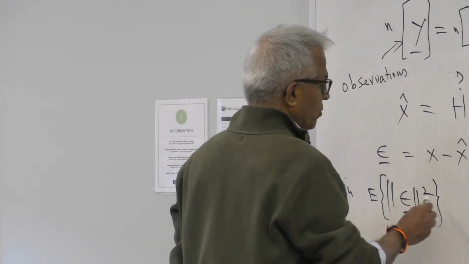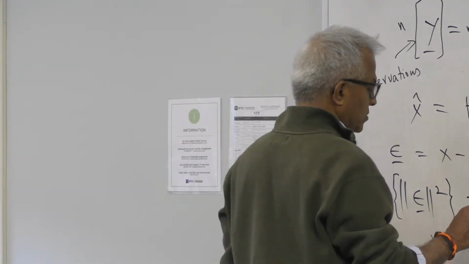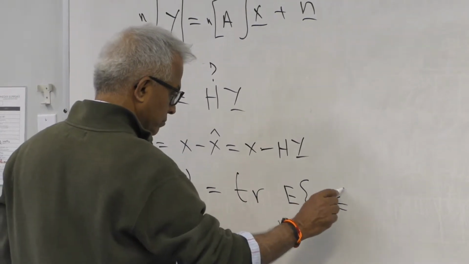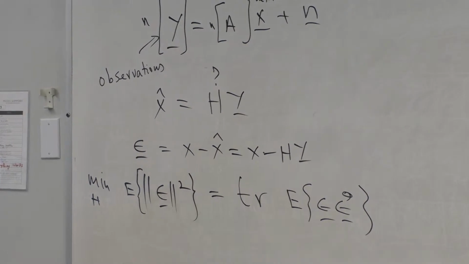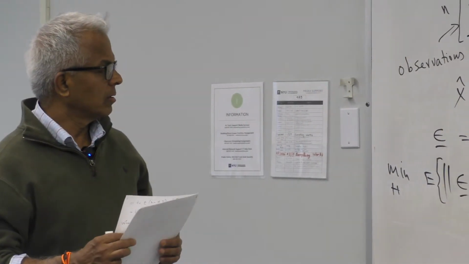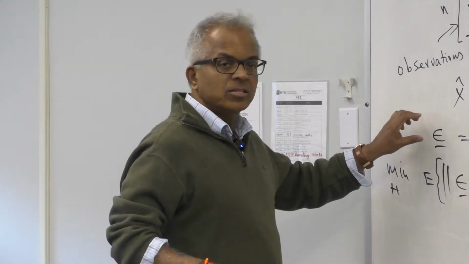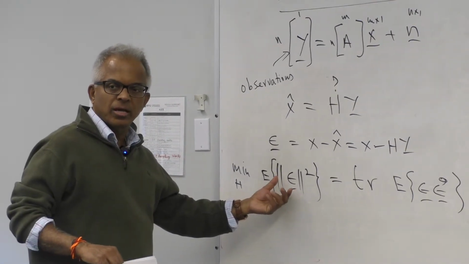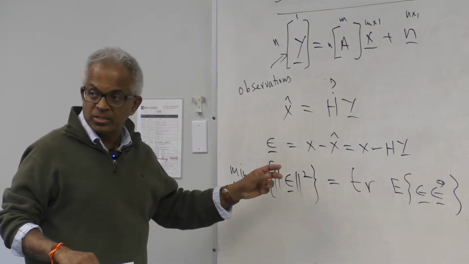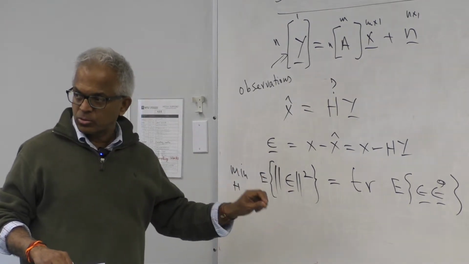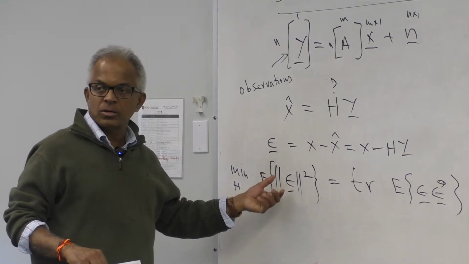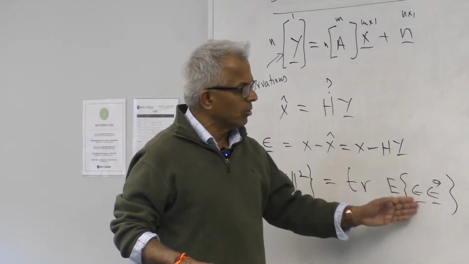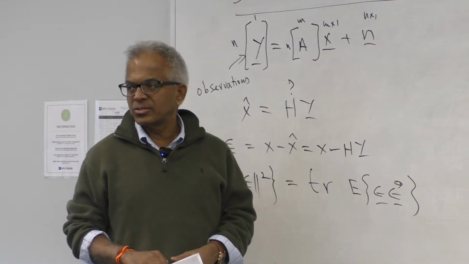So if you want, you can write this as the trace expression. Anybody, what is trace? Remember, this is a vector. If this is epsilon 1, epsilon 2, etc., epsilon n, this is the expected value of epsilon 1 squared, epsilon 2 squared, etc. That's the expected value of the square norm. That's the same as if you look at this matrix and add up the diagonal entries, you get exactly the same.